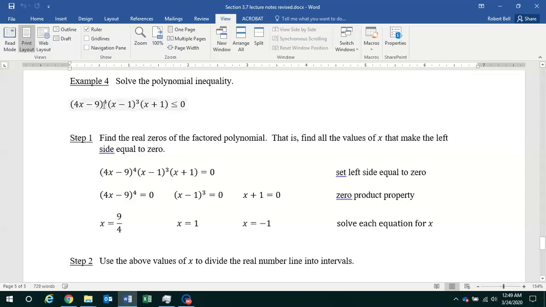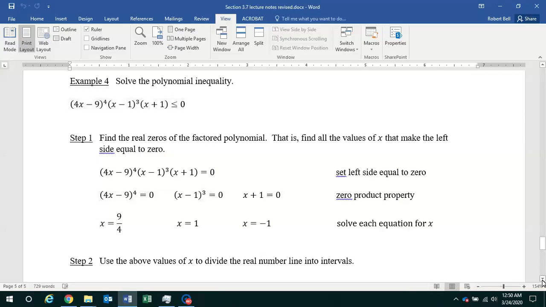So first step, find all the values of x that make the left-hand side equal to 0. So we set the left-hand side equal to 0, apply the zero product property, and we get x equals 9/4, x equals 1, and x equals −1 are the three numbers we can put in for x up here, and the left-hand side will equal 0.